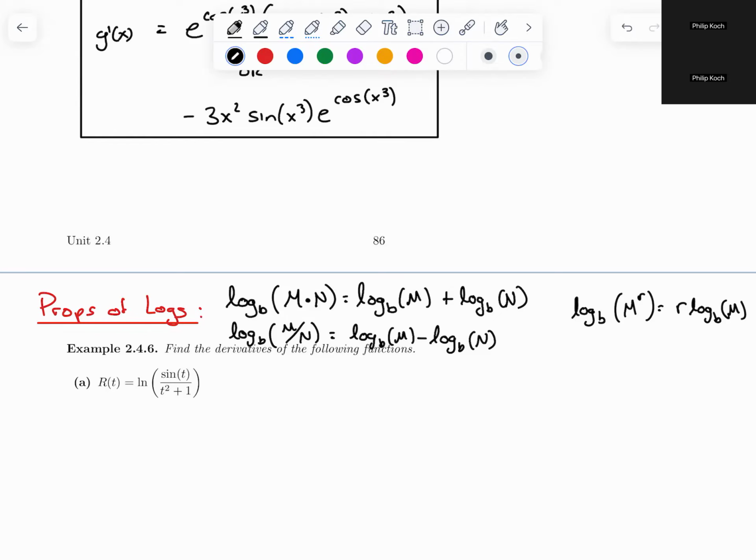Logarithms are the coolest thing from Math 126. It's the best part of it. That's why functions is the best part of it, but either way.